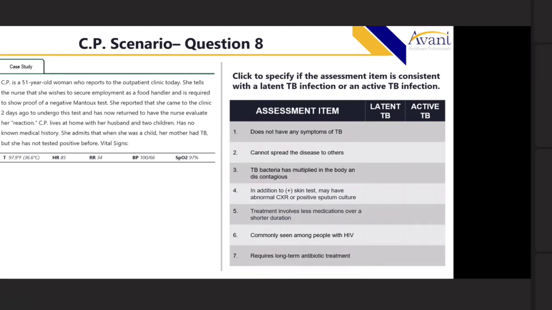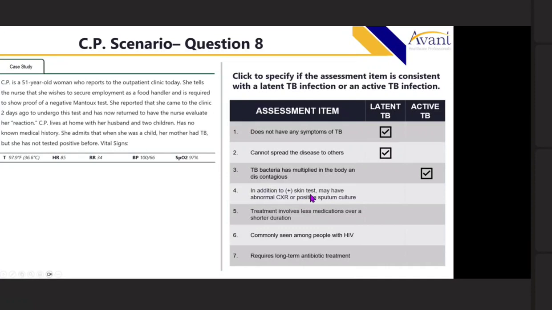All righty. So if they do not have any symptoms, no coughing, nothing, no night sweats, none of that, it is going to be latent TB, okay? If they cannot spread the disease to others, it is latent TB. If the TB bacteria has multiplied in the body and is contagious, then it's, of course, going to be active TB, right? Because if it's latent, they cannot spread the disease. So contagious means it has to be the other one.